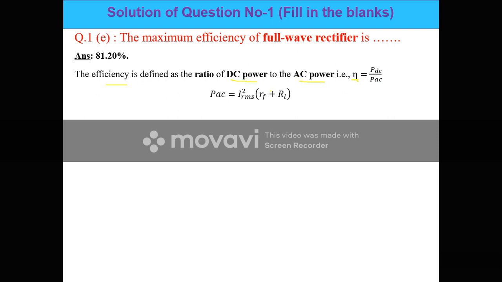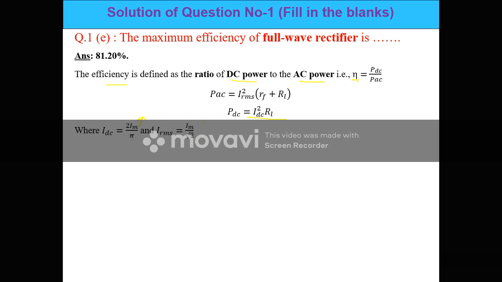So AC power is equal to I RMS square into (RF plus RL). RF is the reference resistance, RL is the load resistance. And PDC equals IDC square times RL. IDC means DC current and RL means load resistance. Now, we know that IDC is equal to 2 Im by pi, where Im is the maximum current of the circuit, and IRMS we can write as Im by root 2.